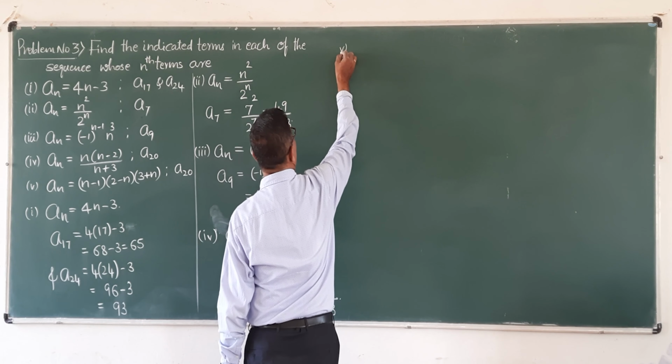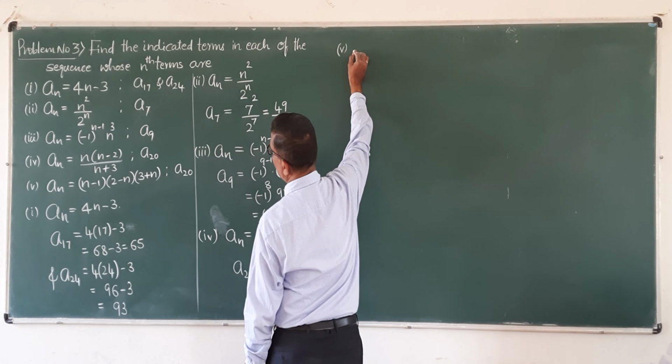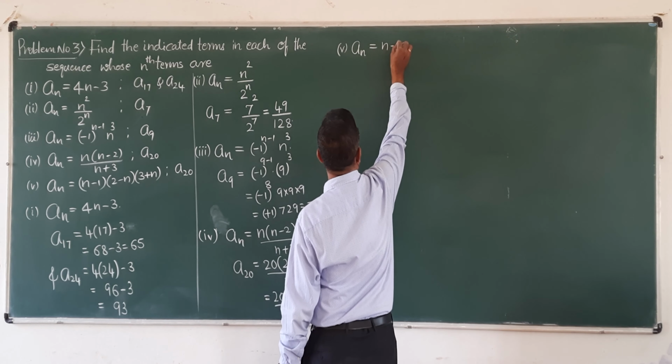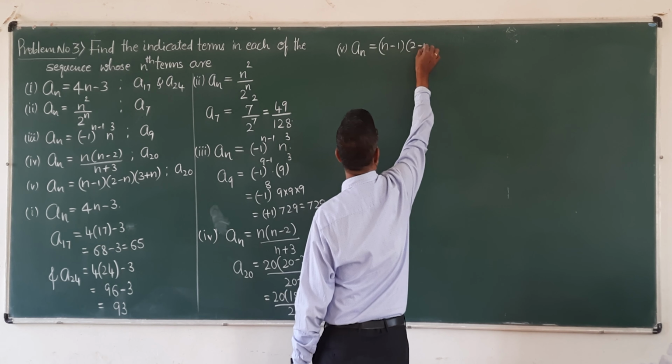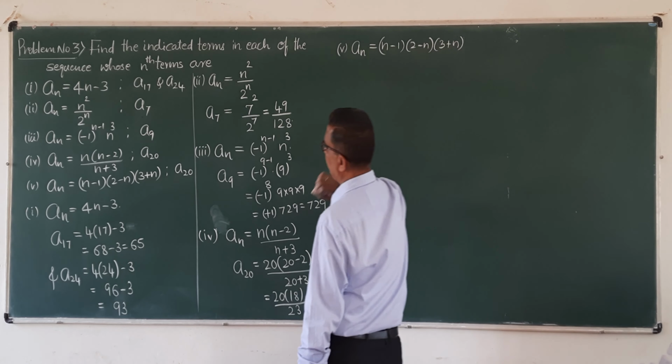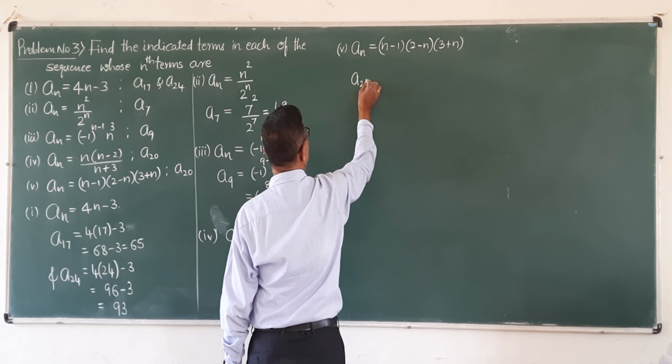Whereas the fifth problem, if An is given, An value is (n minus 1) into (2 minus n) into (3 plus n). Find A20. Put n equal to 20.